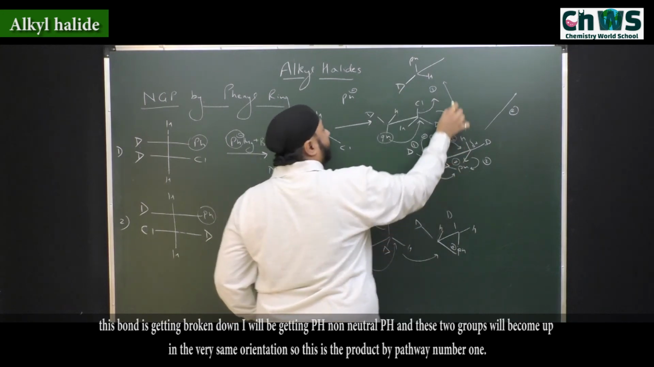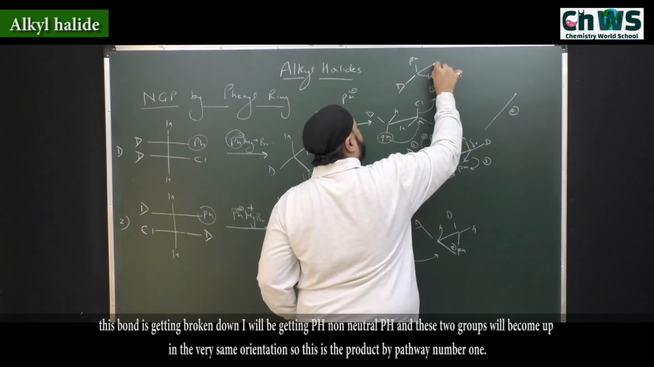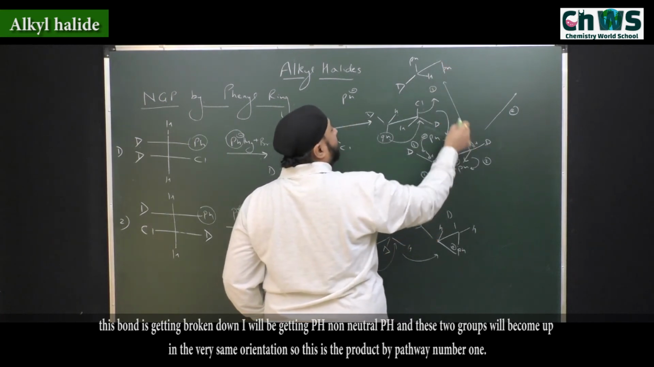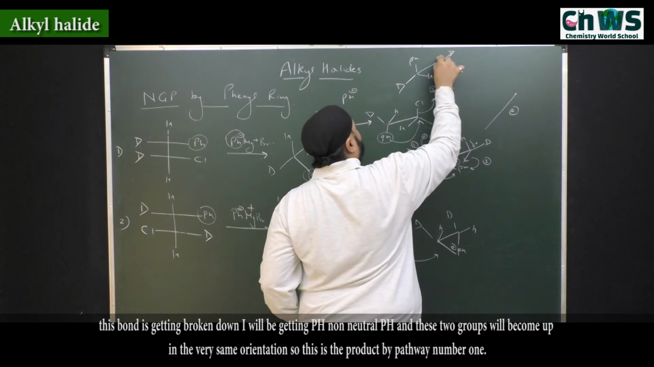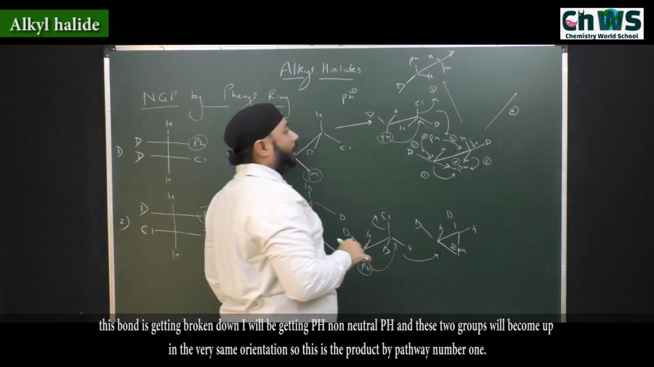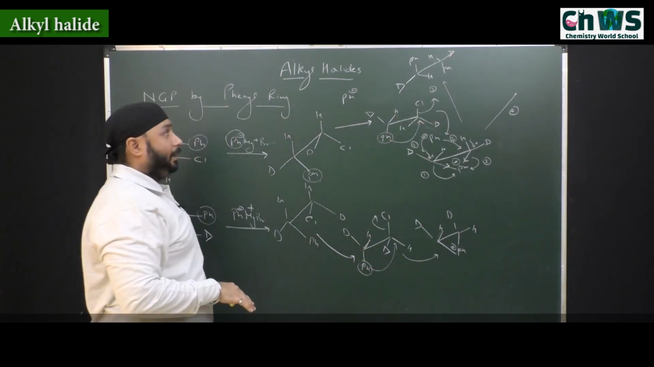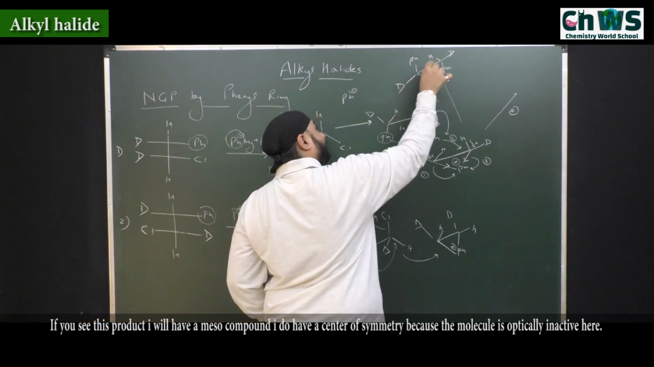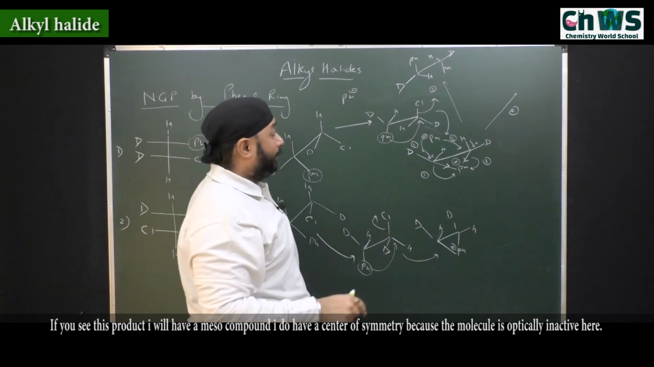These two groups will come on the bottom in the very same orientation. This bond is getting broken down. I'll be getting neutral Ph, and these two groups will become up in the very same orientation. So this is the product by pathway number 1, right? If you see this product, I'll have a meso compound. I do have a center of symmetry. So the molecule is optically inactive.